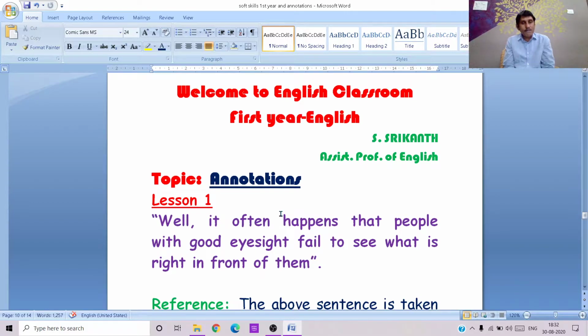So we are only doing annotation from the detailed text. Generally we don't do annotation from non-detailed text. Non-detail is simply remembering the story, the characters, a little bit of introduction about the author or novelist, and some essays. But with regard to the detailed text, you need to remember everything in detail.